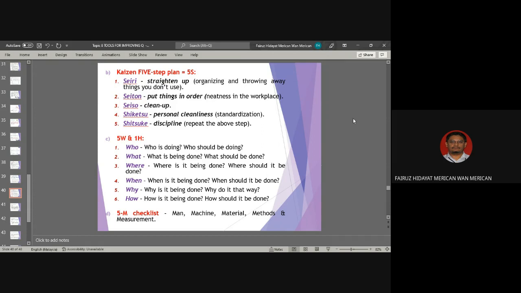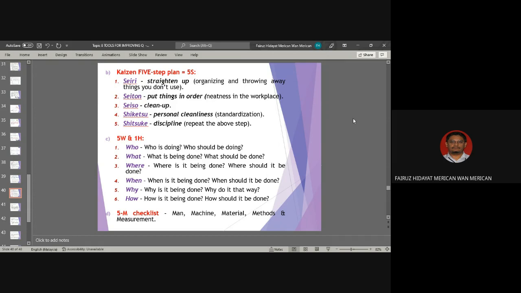And then the fourth S is about personal cleanliness. It's not just about the cleanliness of the workplace, not just the cleanliness of the equipment and the machines and so on. It's also about personal hygiene and overall personal cleanliness, even in terms of the appearance of the employees or anyone working in the company. From the grooming, the hairstyle, the clothing, everything has to be clean and neat. That is also part of the fourth S.